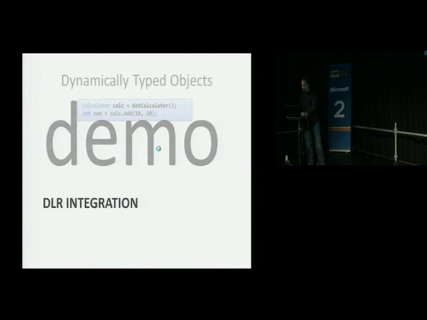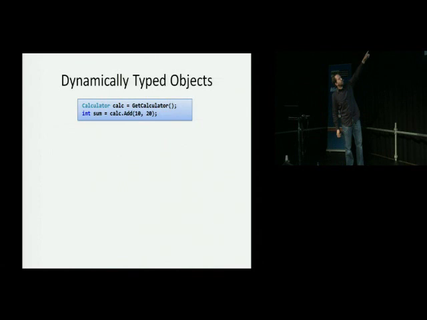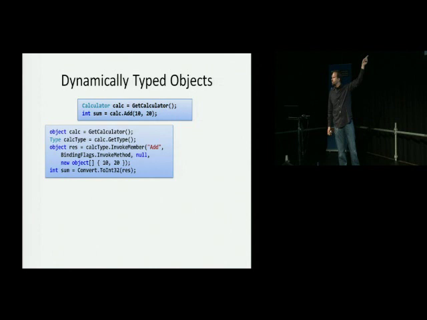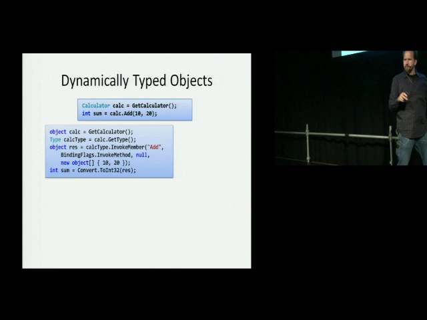So this is how we could call an object now. Get calculator, calculator calc. I know the type. I know the return value. I know the method. I know everything ahead of time. Okay, that's how you do the same thing in reflection, right? We've done this before. You get the type, invoke member, and you see where it says "add"? In the past, that string, the name of the method, was passed in as a string because that was the only way you could do it to get the compiler to back off.